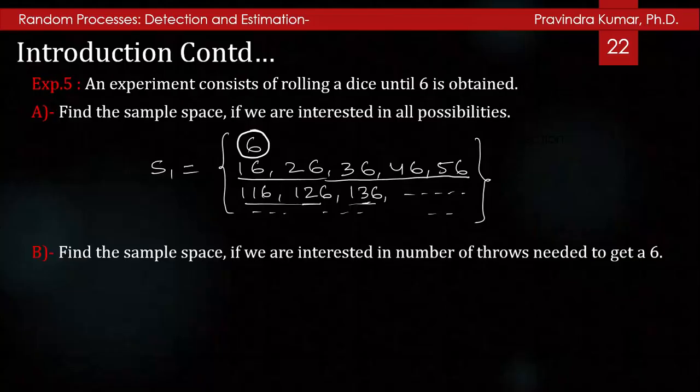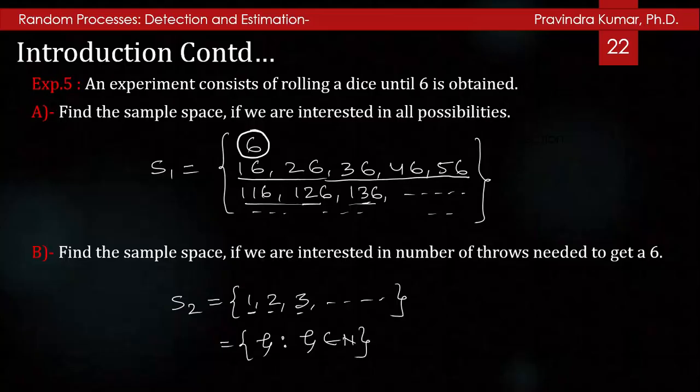And part B, find the sample space if we are interested in the number of throws needed to get 6. So here the sample space will be 1, 2, 3, 4, and so on. So I can get the 6 in the first or second or third or fourth throw, and so on. So in standard form I can write it as the sample points such that the sample point belongs to the set of natural numbers. Set of natural numbers means 1, 2, 3, 4, and so on.